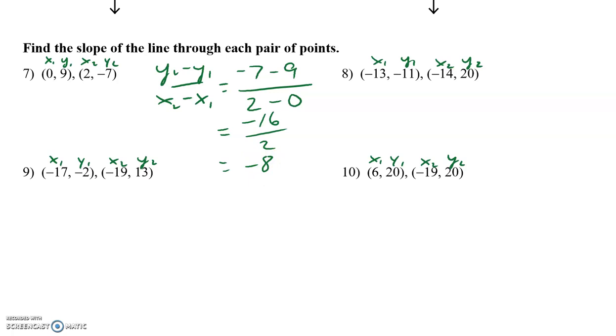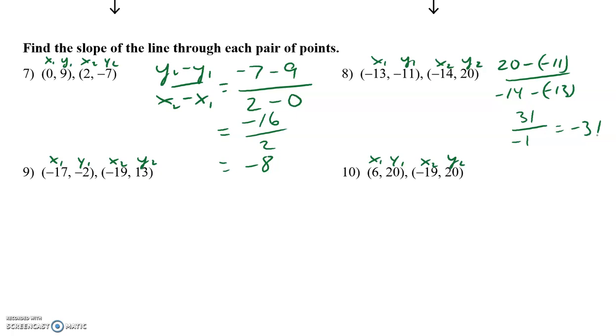Okay, so same idea here. I would have 20 minus a -11 over a -14 take away a -13. 20 take away -11, that becomes a plus basically, so that's 31. And -14 take away -13, so basically adding 13, so that's -1, which ends up being just -31 for a slope for that one.